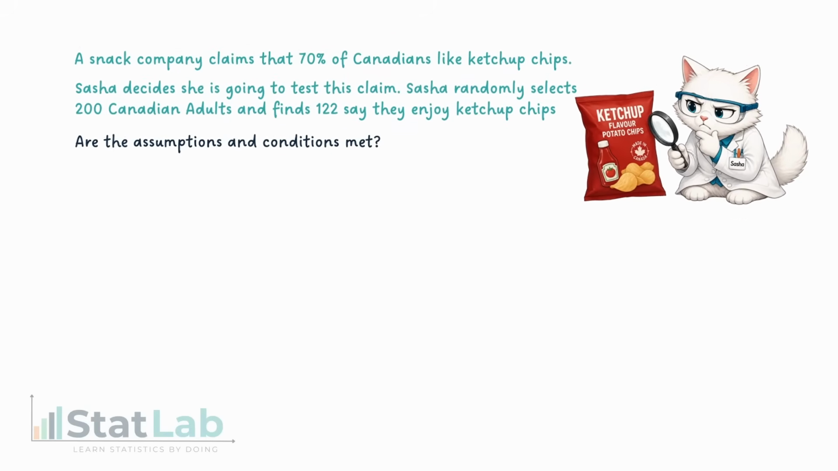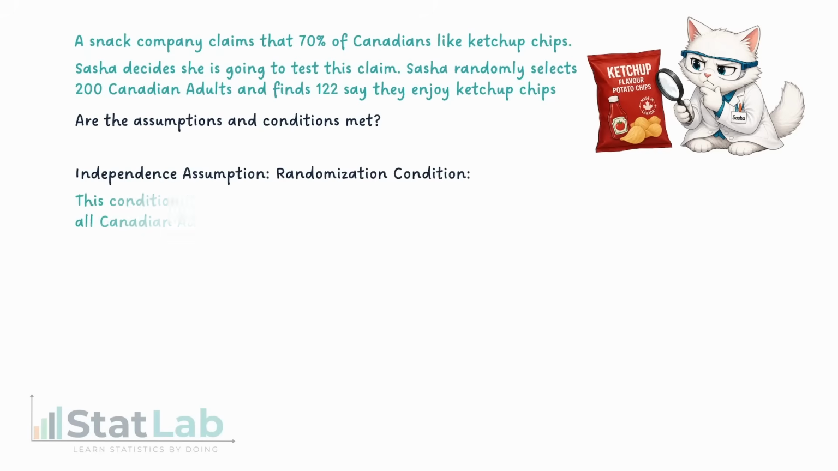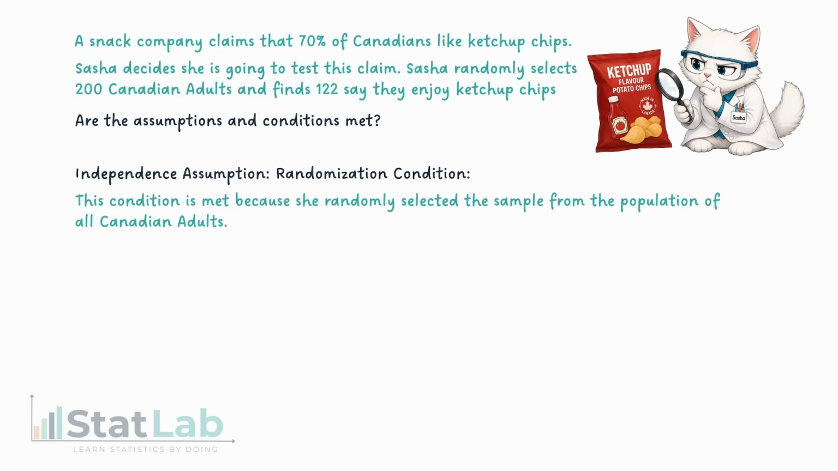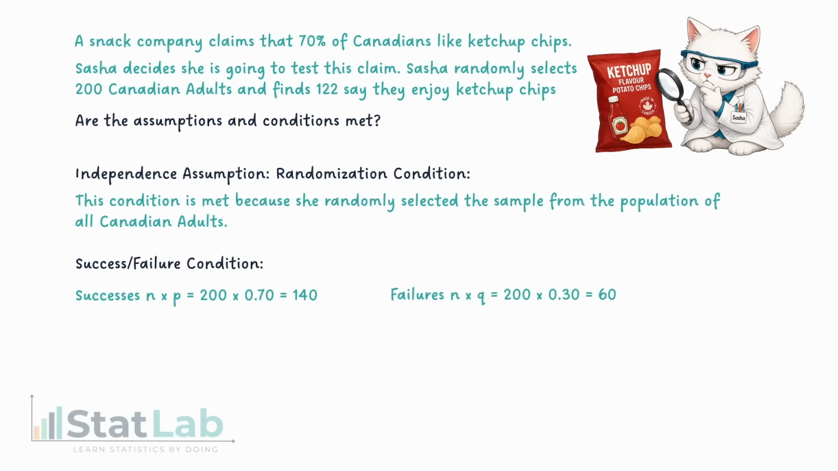We will start with our independence assumption. This condition is met because she randomly selected the sample from the population of all Canadian adults. And as I've mentioned before, this word "all" is very important: the population of all Canadian adults. If we look at our success/failure condition, we know that our successes would be 200 times 0.70, which would give us 140, and our failures would be 200 times 0.30, which would give us 60. So this condition is met because both the successes and the failures are greater than 10.